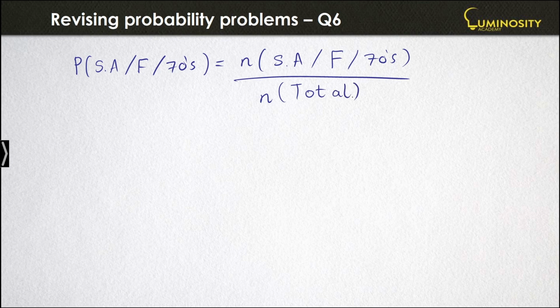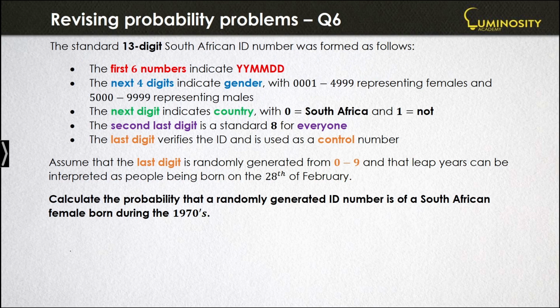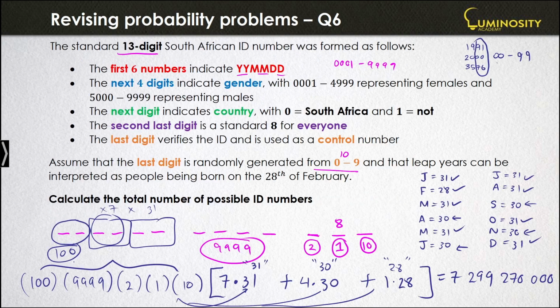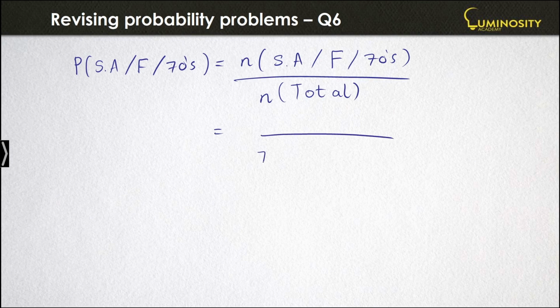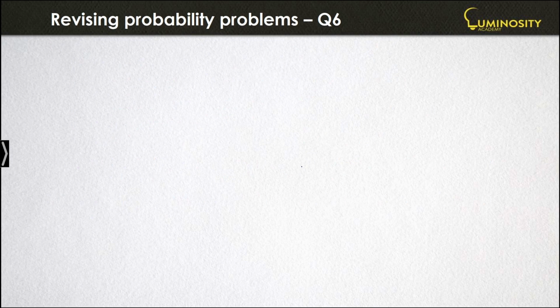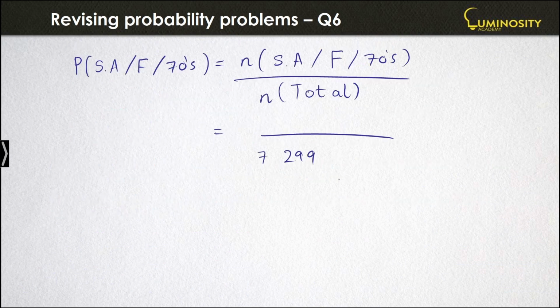Okay, so let's go ahead and work it out. There's two ways we can go about it, right? We'll do a full logical breakdown of it, and then we'll see what happens when we simplify the problem a bit. Okay, so if we do it fully logically, what do we actually have here? We know the total number of people. It's this number here, 7,299,000,000 and 270,000.